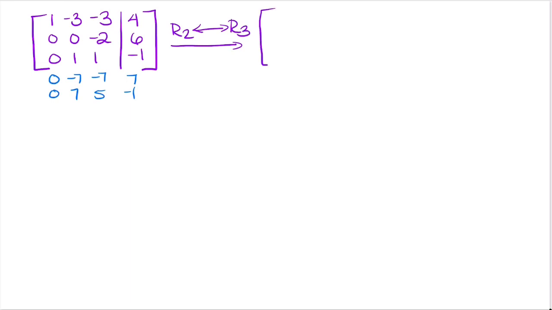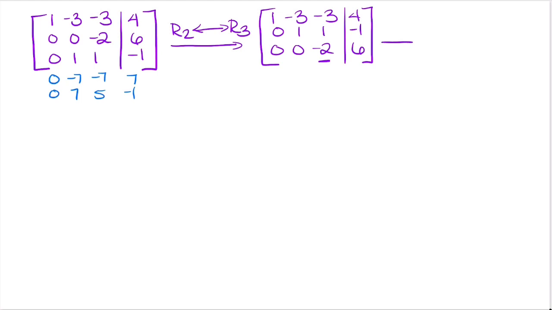And so that's going to give me this new matrix, 1, -3, -3, 4. And now my row 3 will become row 2. So I have 0, 1, 1, -1. And I have 0, 0, -2, 6. Okay, so I'm almost there, almost in row echelon form. I just need to make this last entry in row 3 equal to a 1.